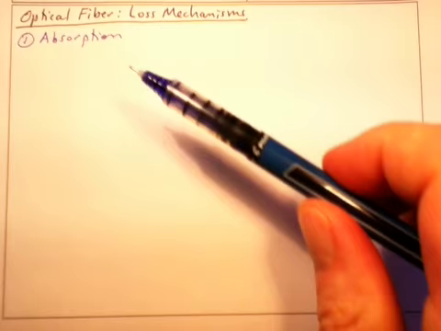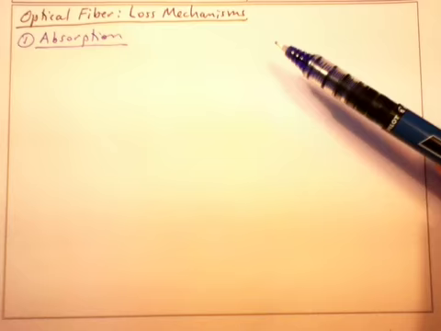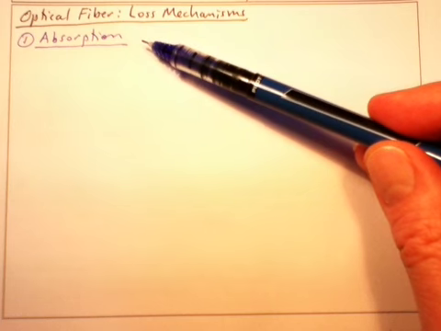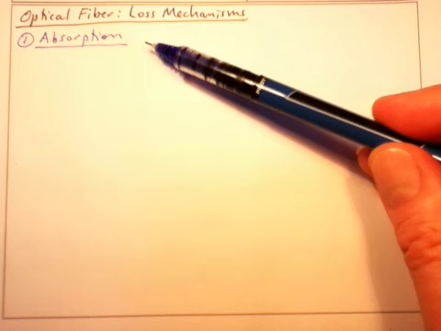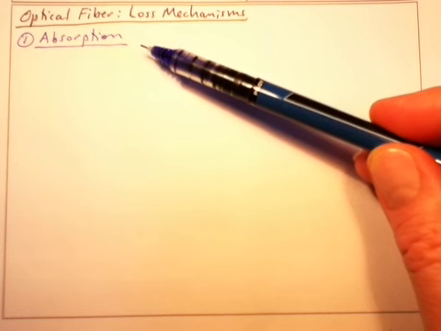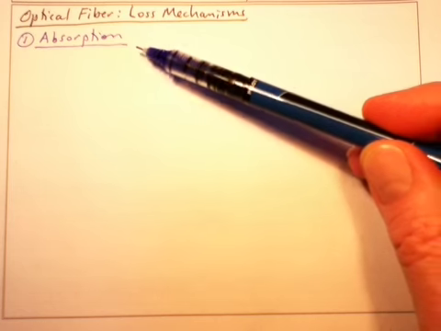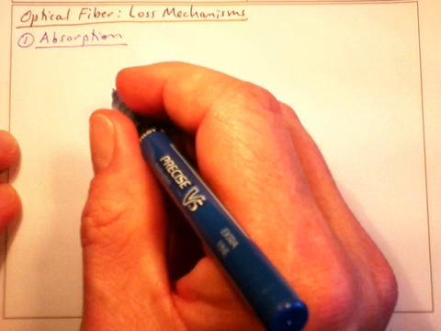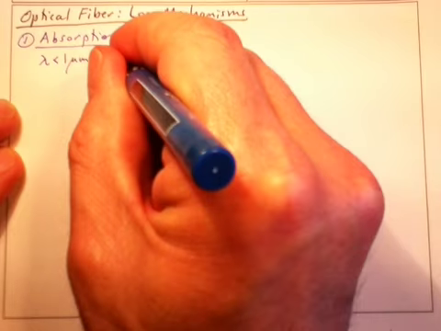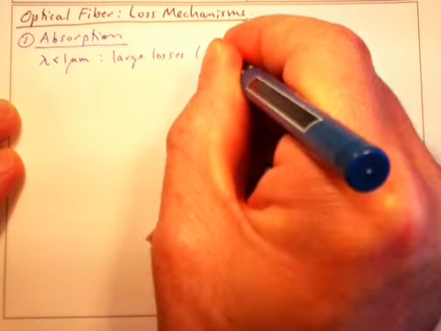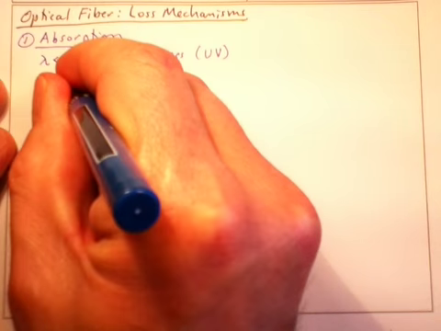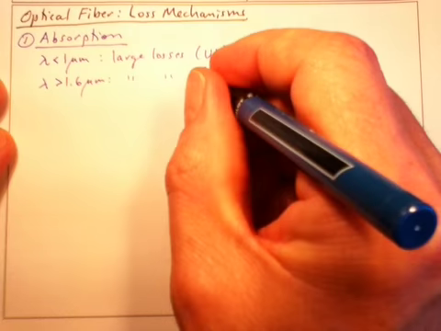And this absorption loss is a major factor in fiber optics communication systems because it really dominates and determines this window of wavelengths from 1 to 1.5 or 1.7 microns, because for wavelengths shorter than 1 micron we have large losses, that is in the UV spectrum, and for lambda greater than 1.6 microns we also have large losses, and that's in the IR.